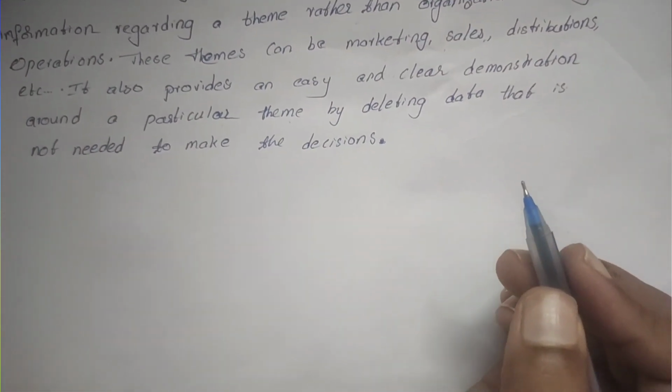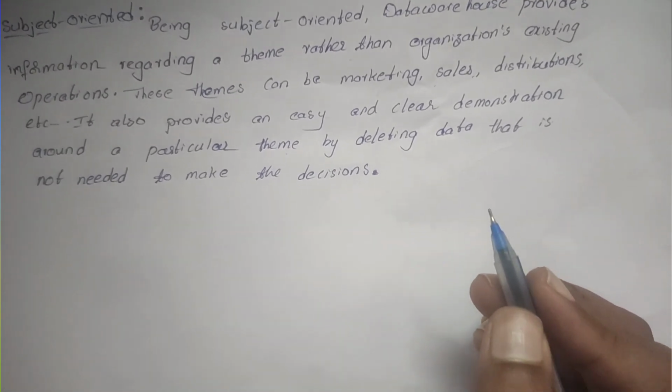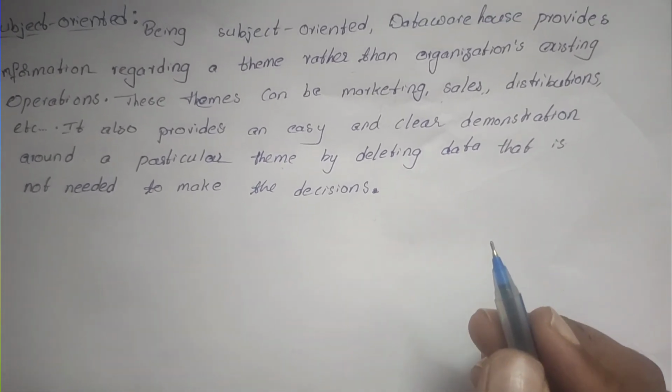This is all about the characteristics and the process of data warehousing. From next we'll see the components of data warehousing.